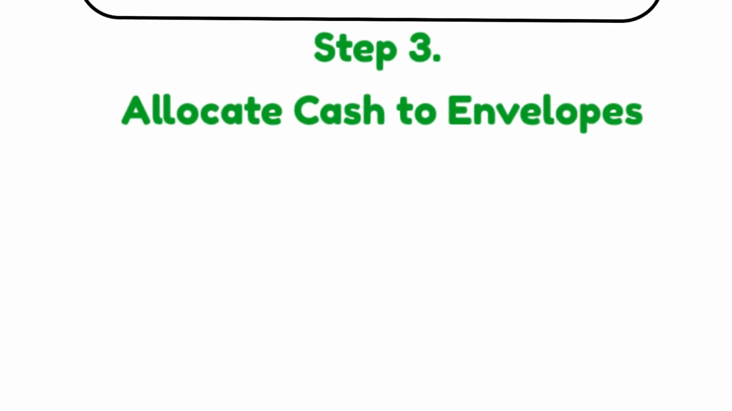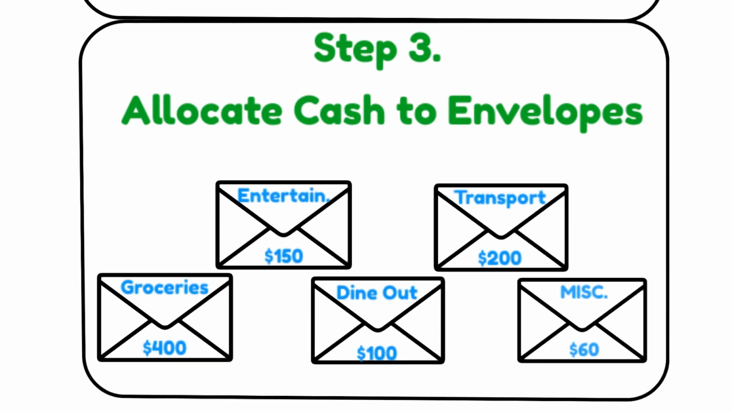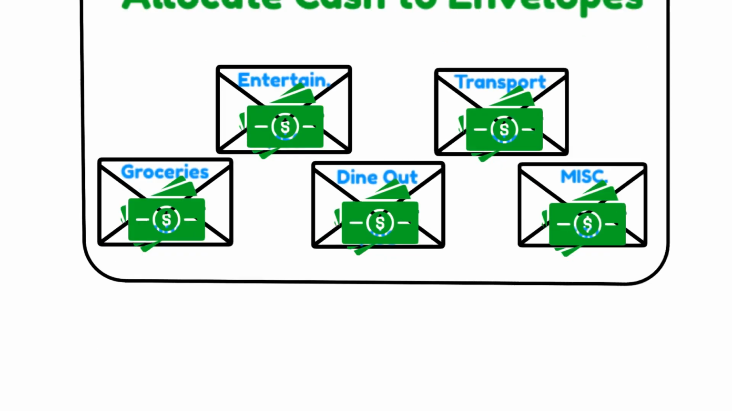Step 3. Allocate cash to envelopes. For each spending category, place the designated amount of cash in a separate envelope. This physical separation helps you see and track your spending.